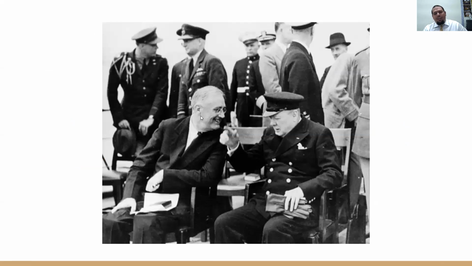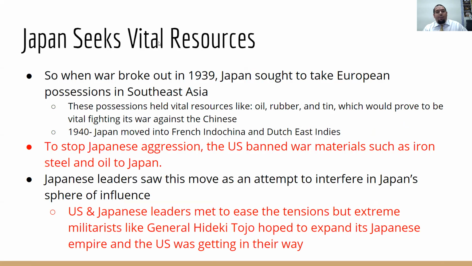And here you have the two, FDR and Churchill. So Japan seeks out vital resources. When the war broke out in 1939, Japan sought to take over European possessions in Southeast Asia. These possessions held vital resources like oil, rubber, and tin, which would prove to be vital for fighting its war against the Chinese. In 1940, Japan moved into French Indochina and the Dutch East Indies.